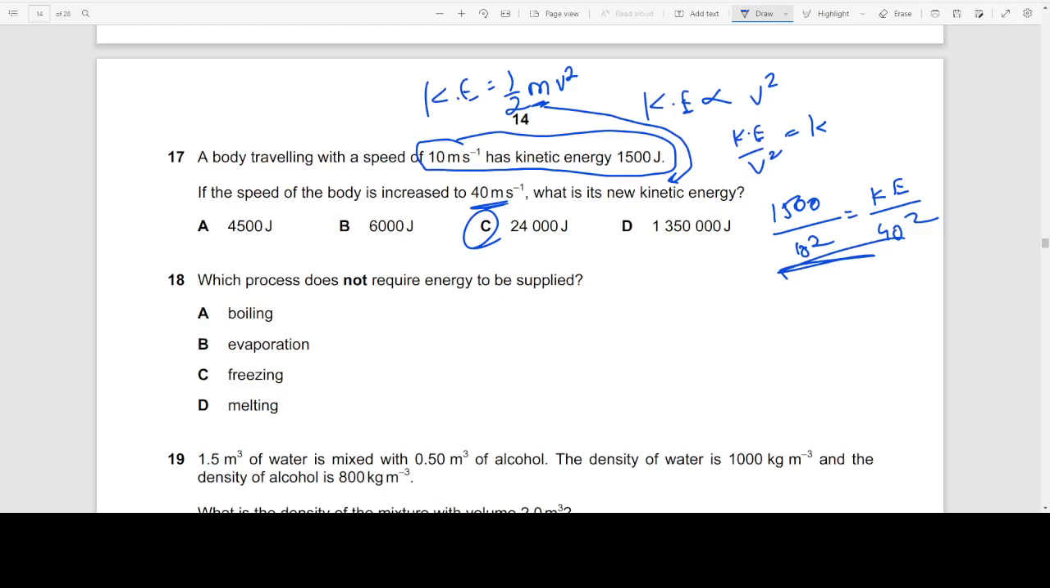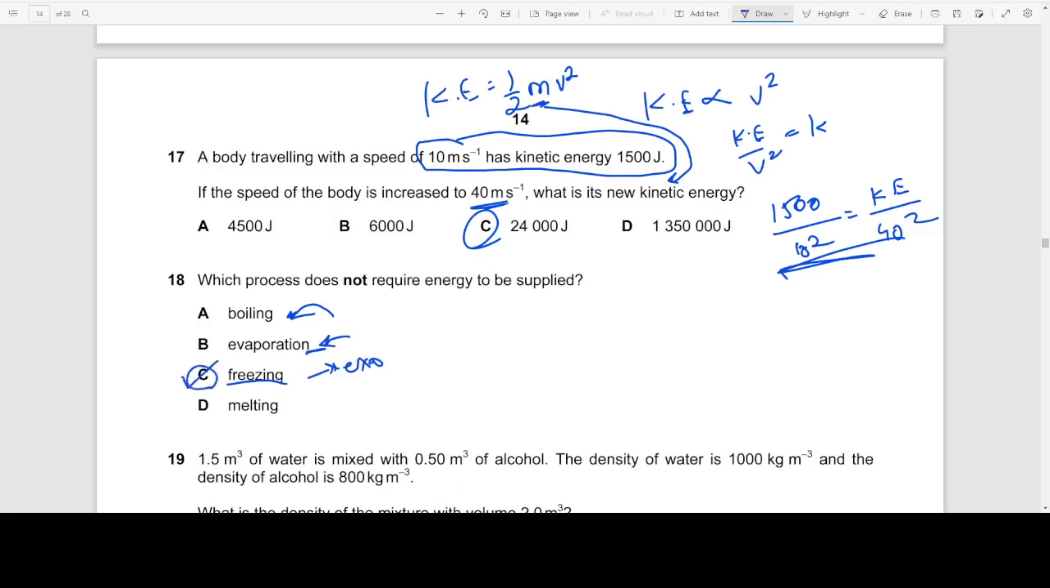See, in boiling, we need to give energy to the system. Even in evaporation, the system takes in energy from the surroundings. In freezing, freezing is an exothermic process. So in exothermic, the system gives out energy. So C can be the answer.